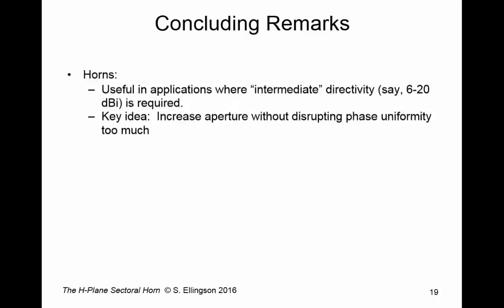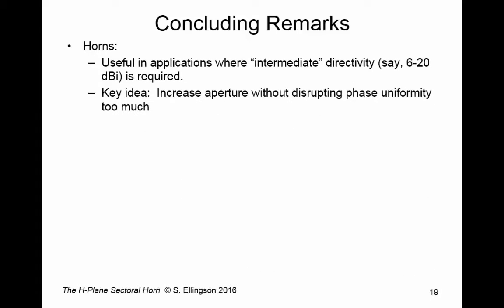Concluding remarks, just about horns in general. Horns are useful in applications where intermediate levels of directivity, and by that I mean maybe from 6 dB to 20 dB, are required. So certainly for dishes, horns find many applications, but also in arrays. You can have arrays of horns, and selected other applications, horns emerge. Again, when you need this kind of directivity that's perhaps greater than what you could reliably get from a patch, but less than a typical dish or a yagi, which would be much larger structures.